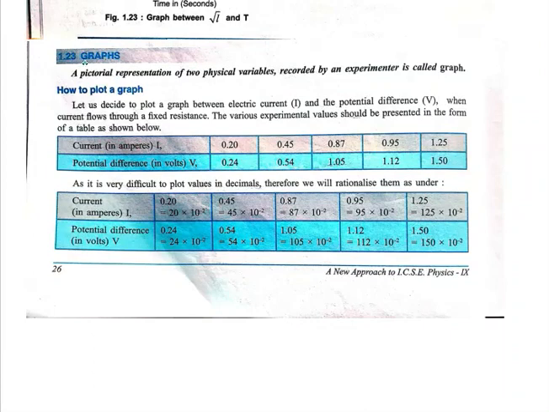Next, I think all of you know how to plot graphs. Let us explain this. What is a graph? Generally, a graph is a pictorial representation of 2 physical variables. There will be 2 variables, x and y, or any 2 variables. We express or represent those 2 values in a graph. So a pictorial representation of 2 physical variables recorded by an experiment is known as a graph.